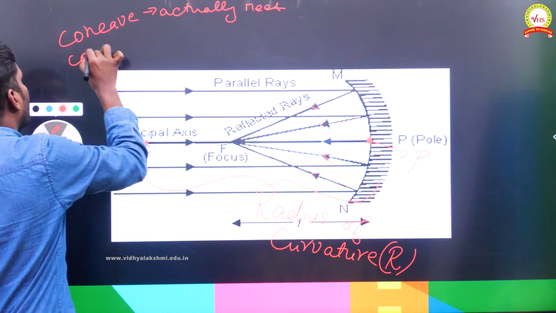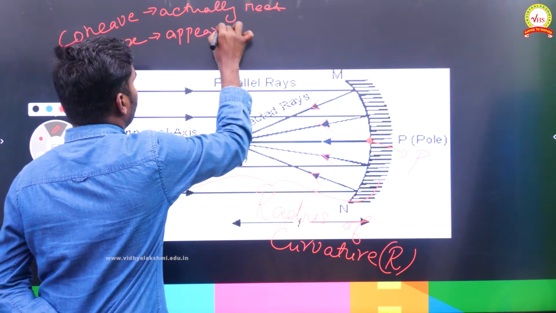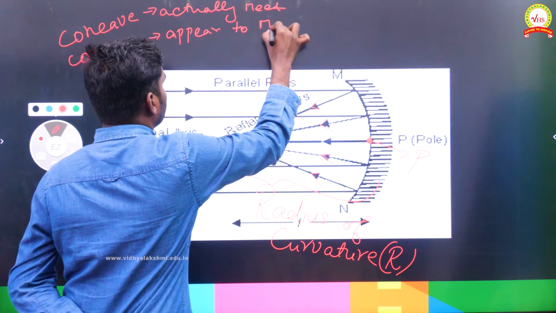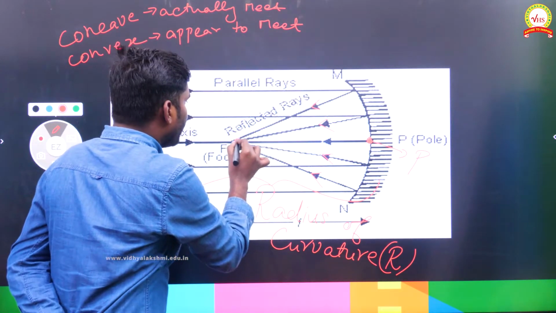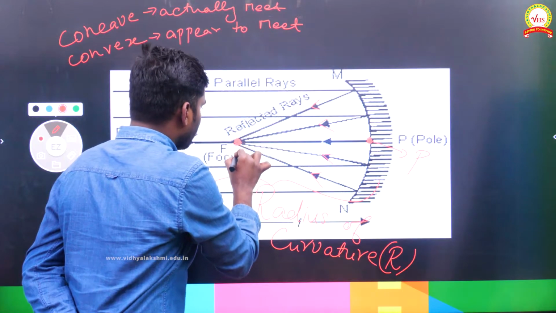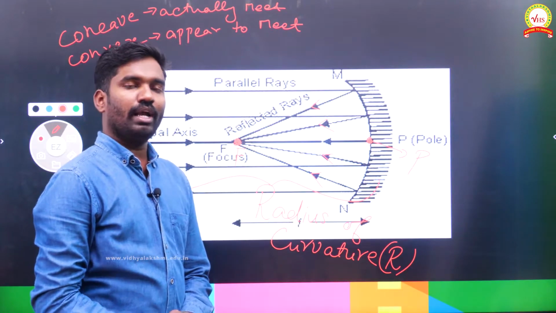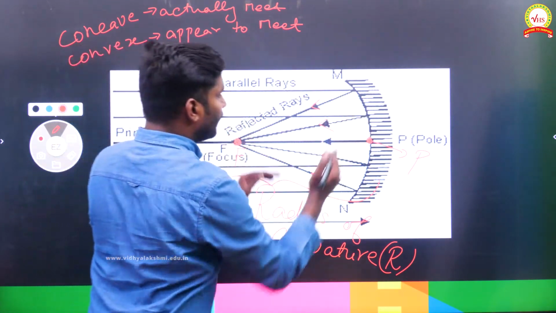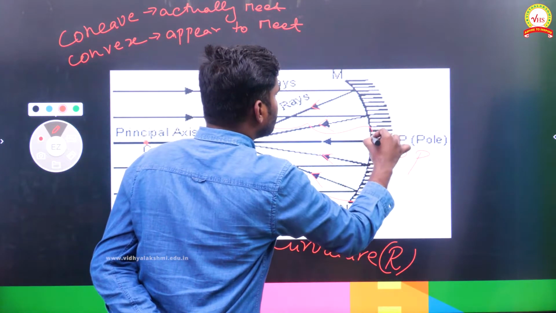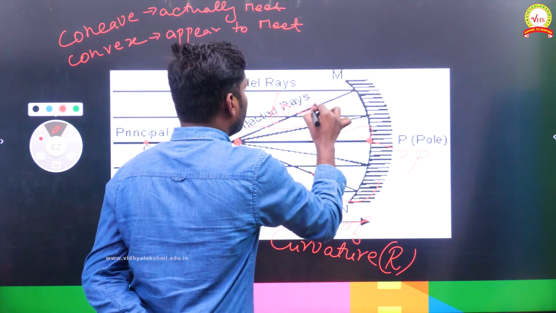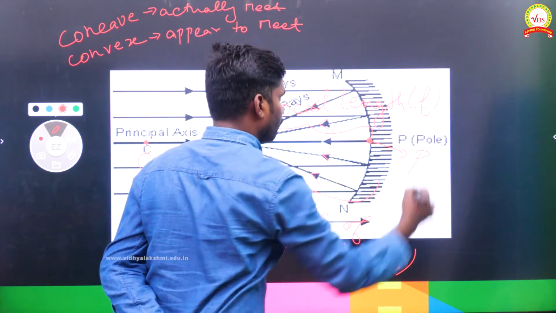Whereas in case of convex, it will appear to meet. So where is it meeting? Along the principal axis. So this point only we will be calling the principal focus, or we can call it a focus, or sometimes a focal point. For this also one distance will be there. What is the name of the distance? The distance between the focus and pole is called the focal length, denoted by the symbol small f.